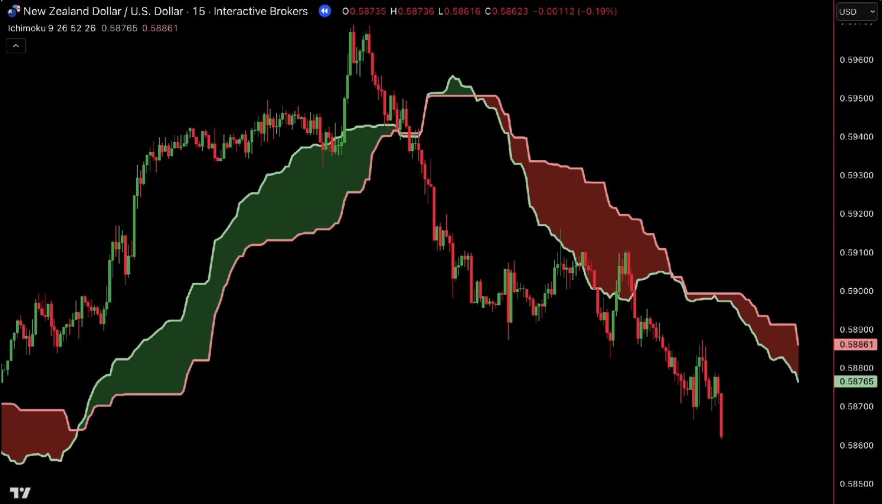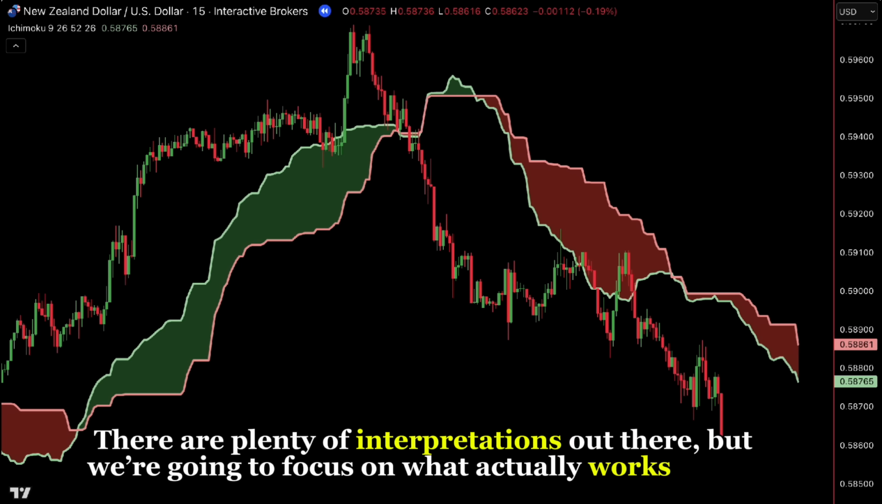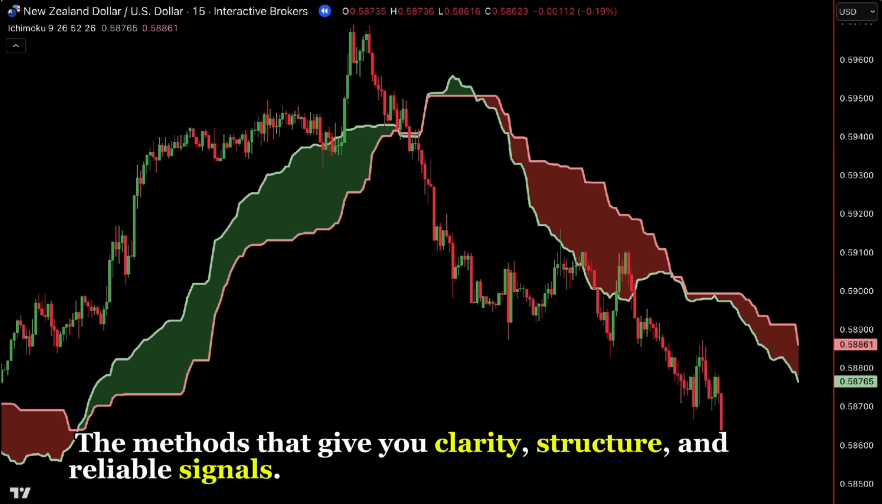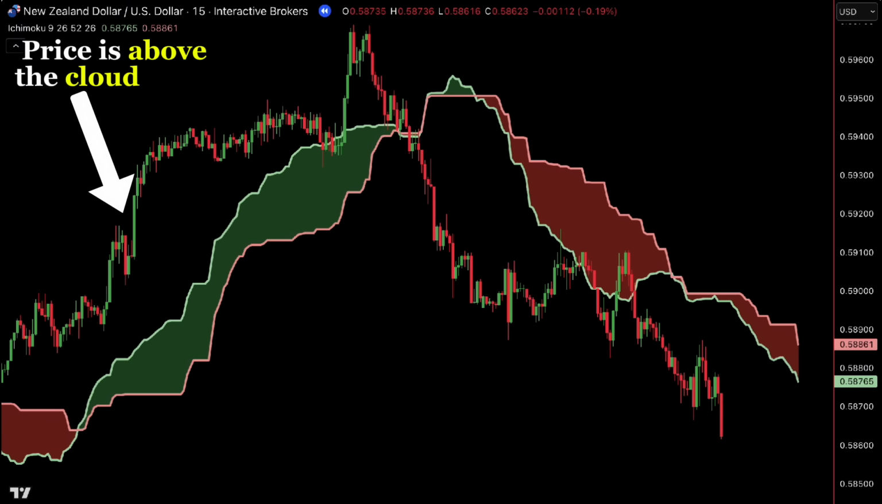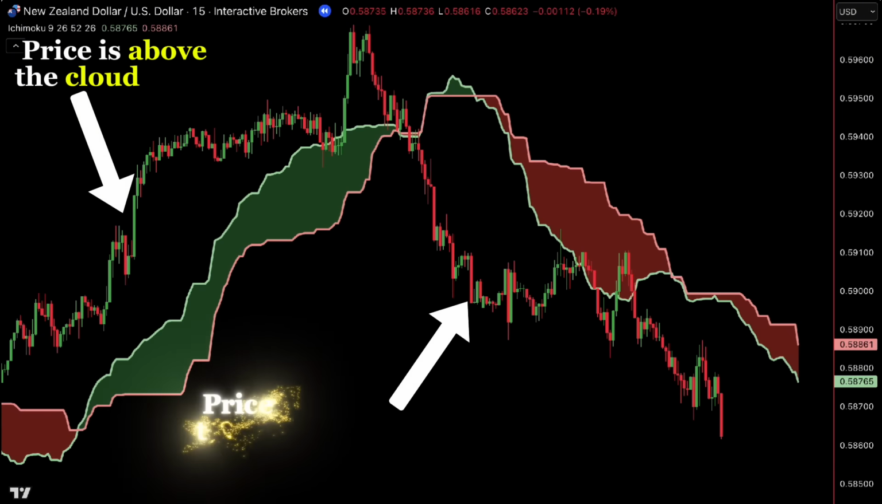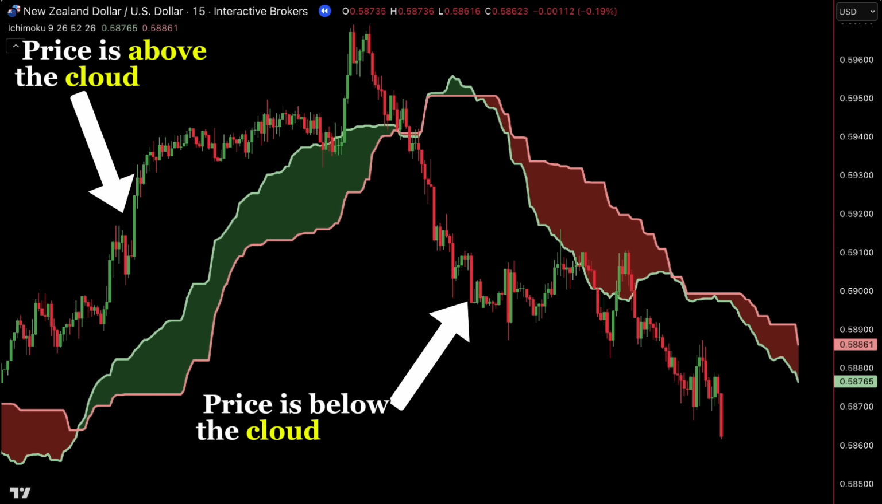Now, let's break down how the Ichimoku Cloud, or the Kumo, is traditionally used. There are plenty of interpretations out there, but we're going to focus on what actually works, the methods that give you clarity, structure, and reliable signals. First, use the cloud to define your directional bias. When price is above the cloud, it typically signals a bullish market. Buyers are in control. When price is below the cloud, it suggests a bearish market.